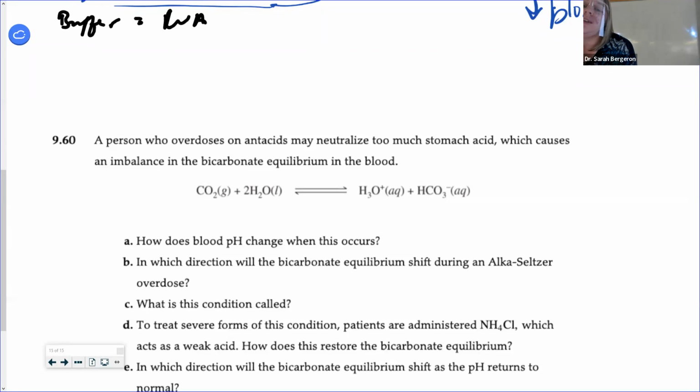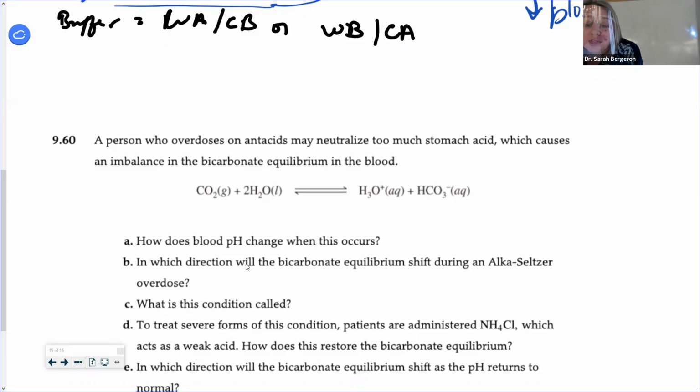A buffer is always going to be a weak acid and its conjugate base, or a weak base and its conjugate acid. Because basically what you're saying is, I have a little bit of base and a little bit of acid. So if I get challenged by something very acidic, my base can soak it up. If I get challenged by something very basic, my acid can soak it up, right? So you convert strong acids and bases to weak acids and bases, and that's a much smaller change in pH. So that's the whole point of a buffer, is to maintain a particular pH inside the body.